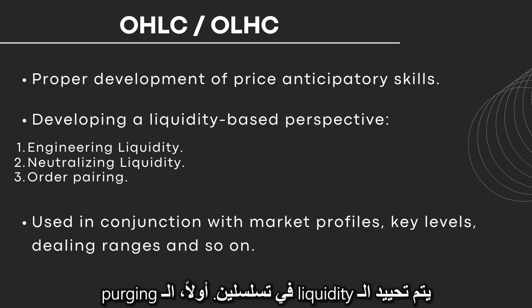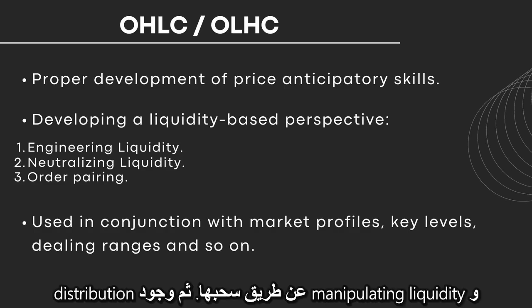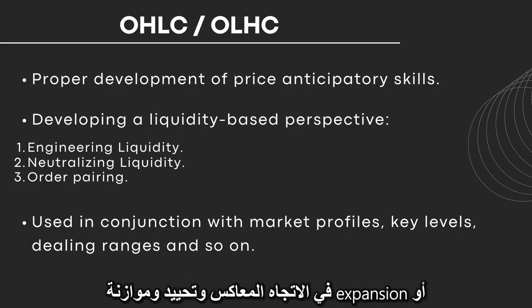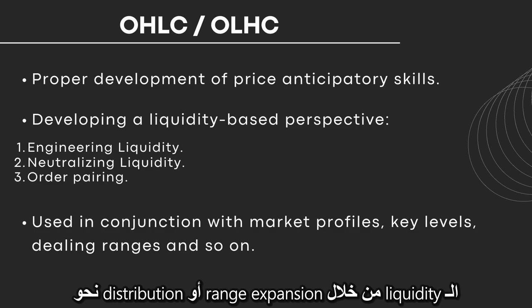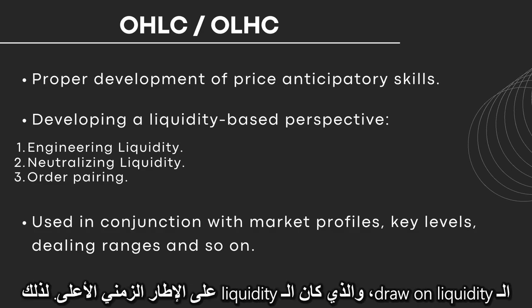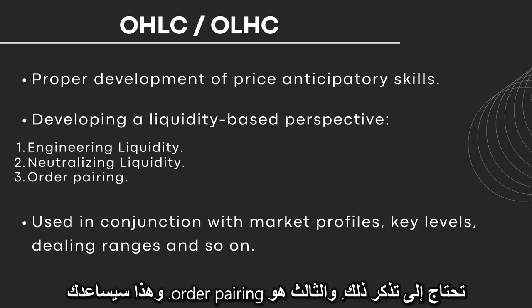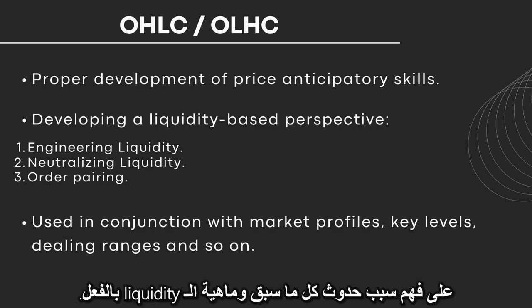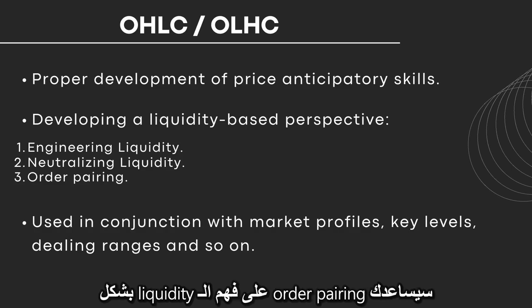Neutralizing of liquidity is done in two sequences, right? First of all, the purging and manipulating of liquidity by taking it out, and then having a distribution or expansion in the opposite direction, neutralizing and balancing out the liquidity by having a range expansion or a distribution towards the drawn liquidity, towards the higher time frame drawn liquidity, right? So you need to remember that. The third one is order pairing, right? And this will help you understand why all of the above happens and what liquidity actually is. Order pairing will help you understand liquidity even more.